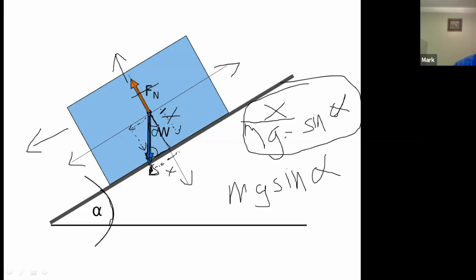If we have this other component, we'll call it y, that opposes the normal force. Well, it's just mg cosine alpha.